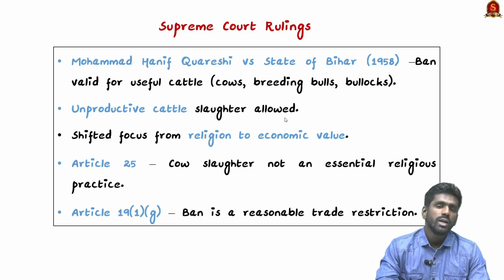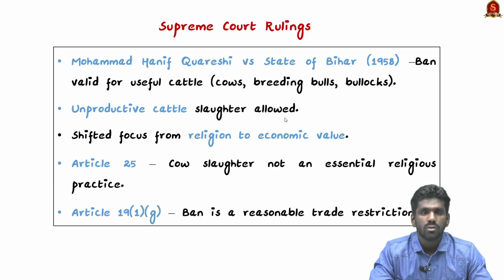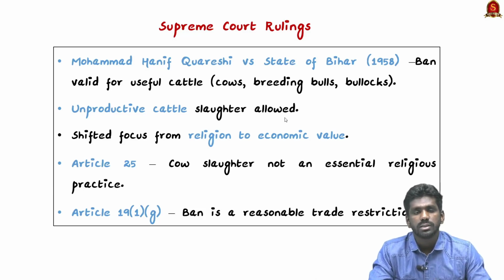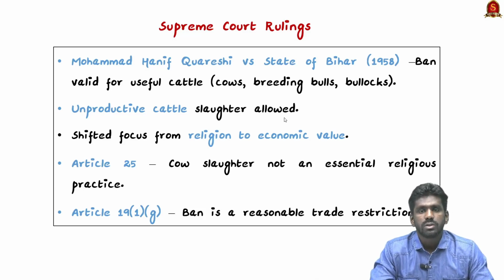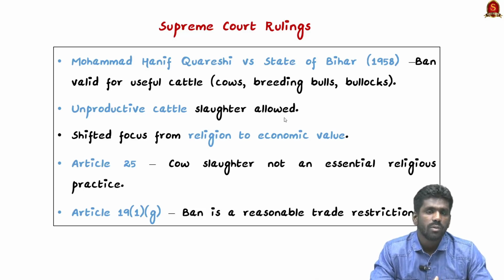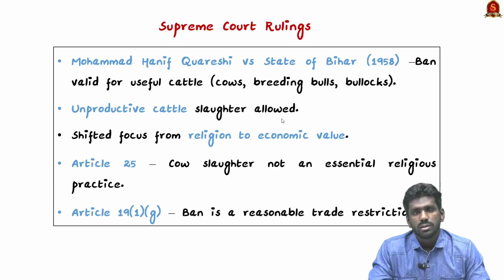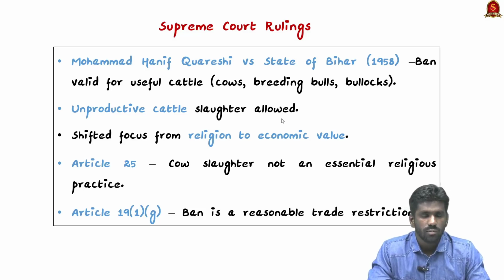Also, on the issue of freedom of religion, Article 25, the court ruled that cow slaughter is not an essential religious practice. So cow slaughter can be restricted for greater public interest. Under Article 19, the Supreme Court held that the ban on cow slaughter is a reasonable restriction in the interest of the general public. So these are the observations made by the Supreme Court.